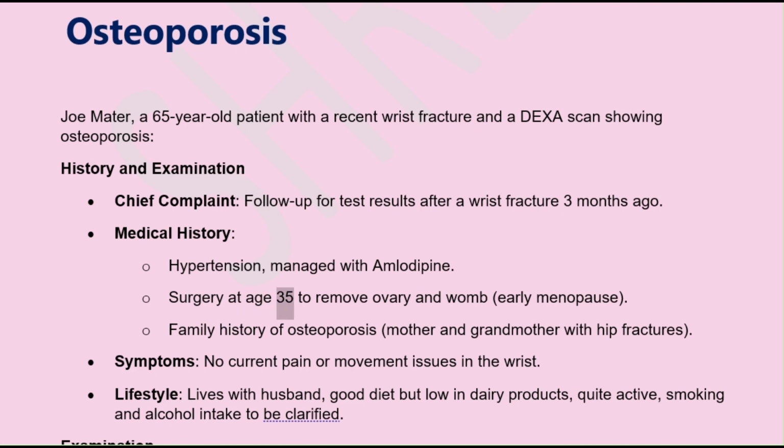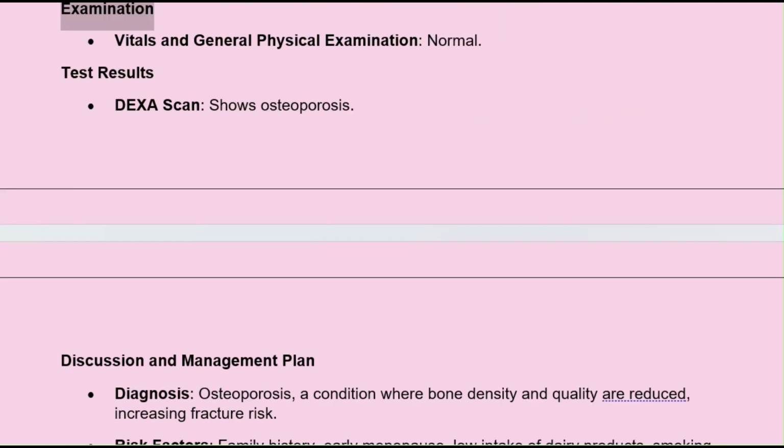Surgery at age 35 to remove ovary and womb, early menopause. Family history of osteoporosis, mother and grandmother with hip fractures. Symptoms: no current pain or movement issues in the wrist. Lifestyle: lives with husband, good diet but low in dairy products, quite active, smoking and alcohol intake to be clarified.